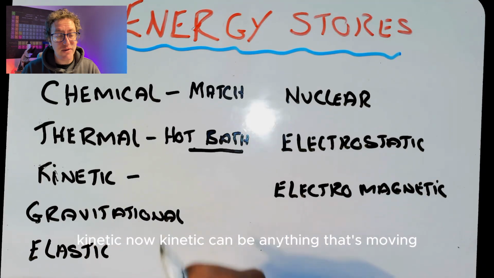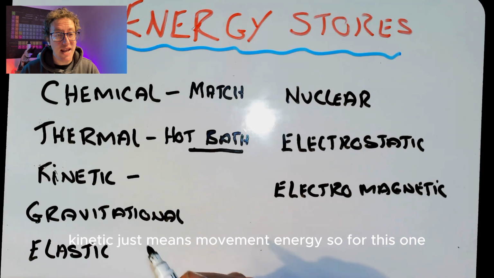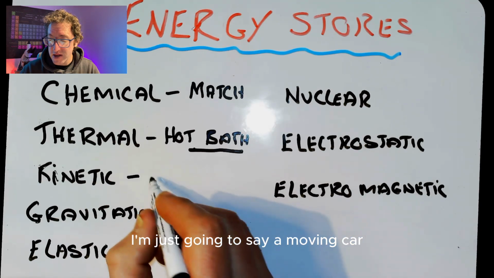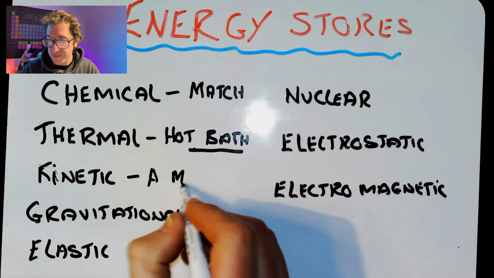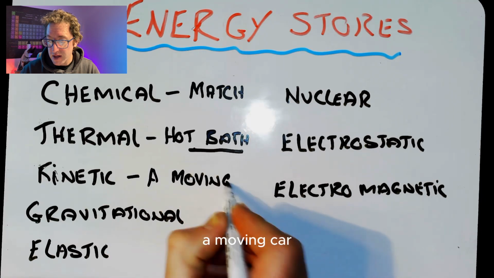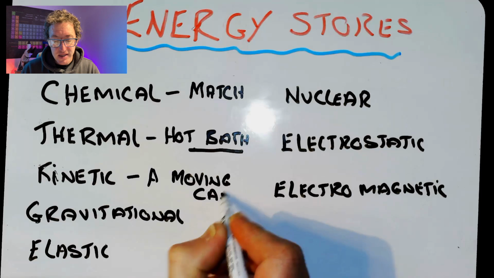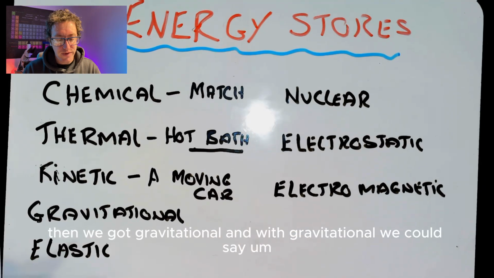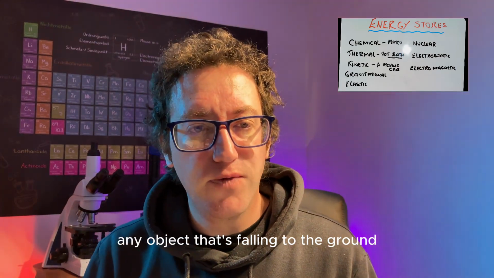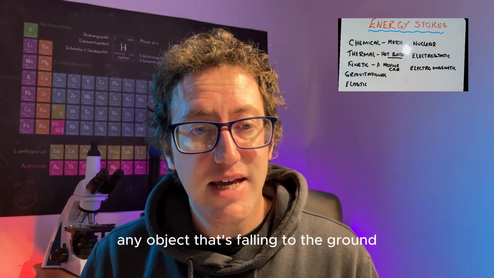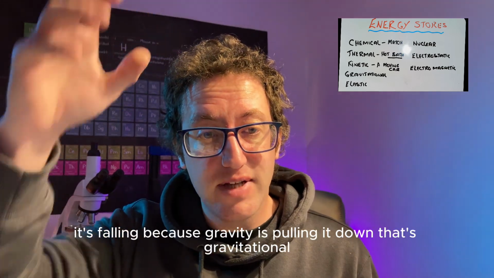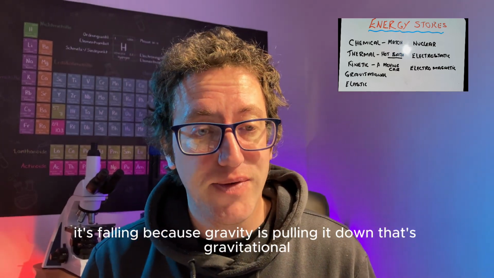Kinetic. Now, kinetic can be anything that's moving. Kinetic just means movement energy. So for this one, I'm just going to say a moving car. Then we've got gravitational. Any object that's falling to the ground, it's falling because gravity is pulling it down.